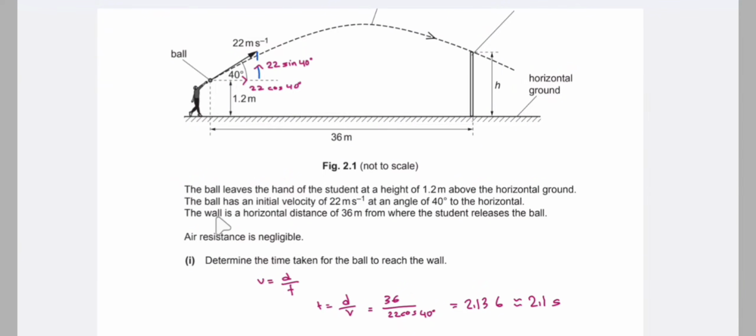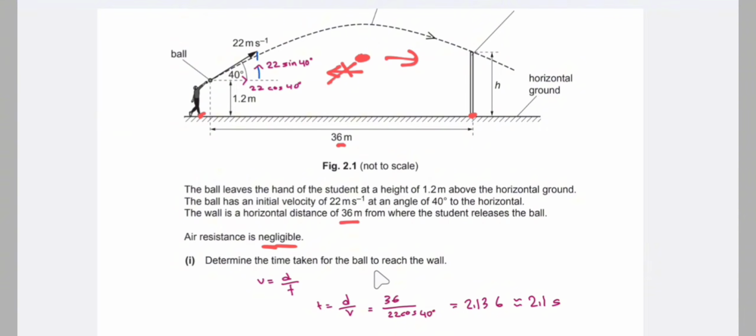Then the wall is at a horizontal distance of 36 meter from where the student releases the ball. So the distance from the wall to the student is given as 36 meter. Air resistance is negligible. That means as the ball is moving, there is no air resistance opposing its motion.